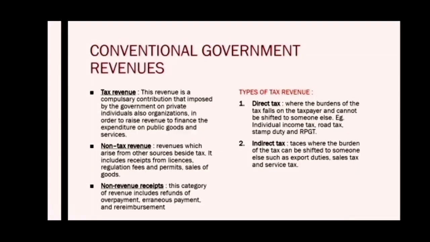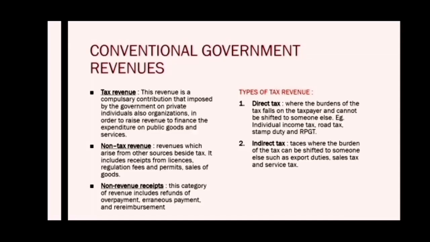What we need to know is conventional government revenues. It has three types of revenues. First, tax revenue. This revenue is a compulsory contribution imposed by the government on private individuals and also organizations, in order to raise revenue to finance the expenditure on public goods and services.